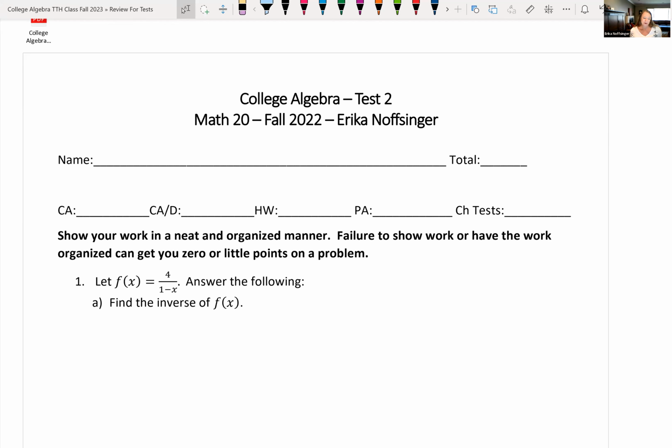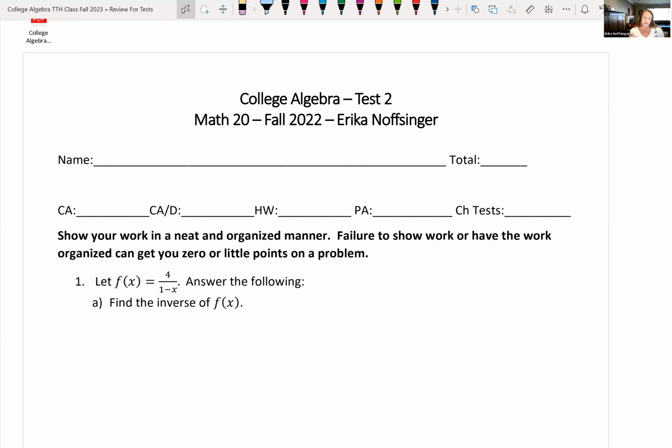So in this video, we're going to be reviewing for a College Algebra Test 2. I actually have in front of us an old College Algebra exam. And so the first question that we want to answer is, let f of x equal 4 all over the quantity 1 minus x. And we're going to answer the following questions. First, we're going to find the inverse of this function.